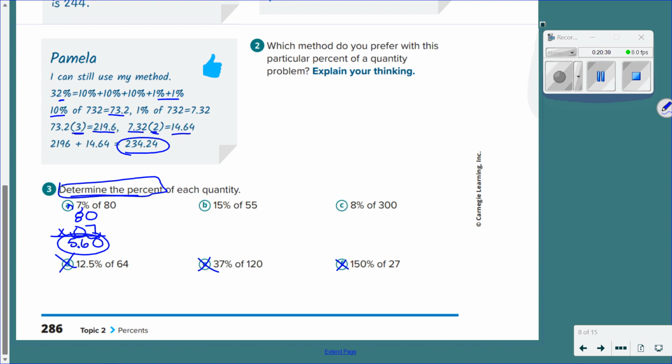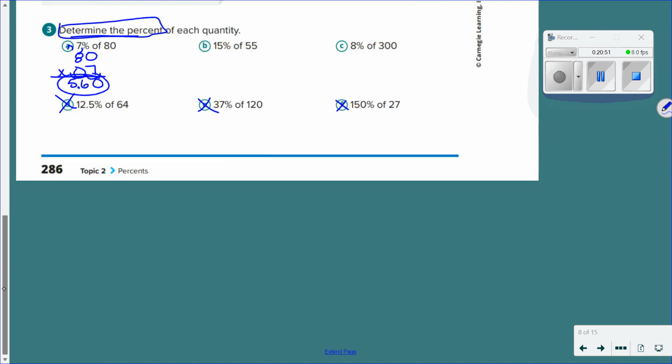All right, who can tell me the strategy they used for B that's not Hank's? Pamela's broke it into benchmarks. So here we would need 3 10%, 1 5%, and 2 1%. So what is 10% of 120? How do you find 10% of a number, guys? 12. You move the decimal one place to the left. So 12, but I need 3 of them, so that's 36.